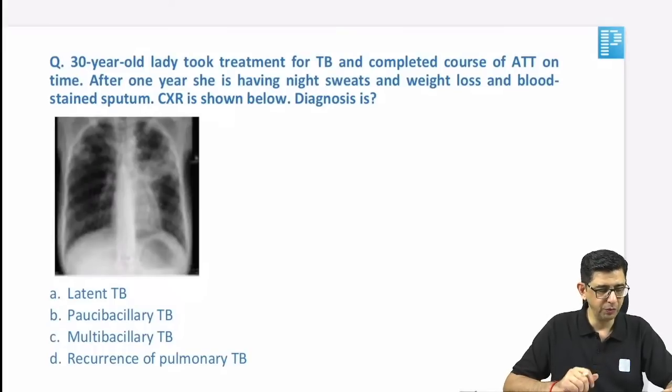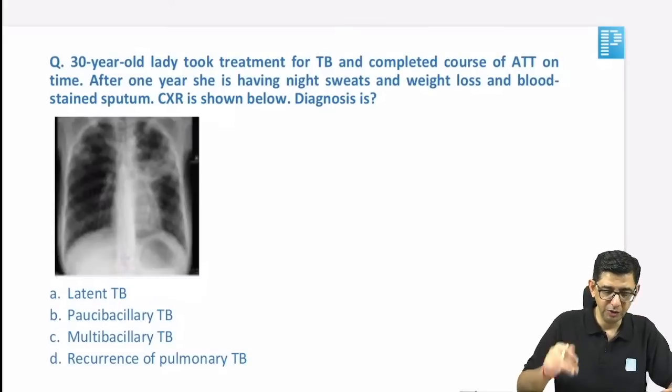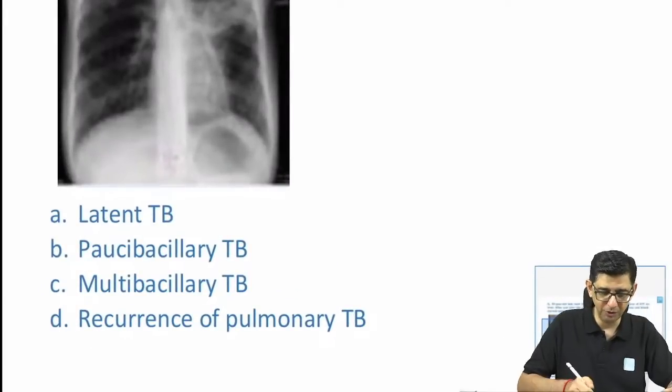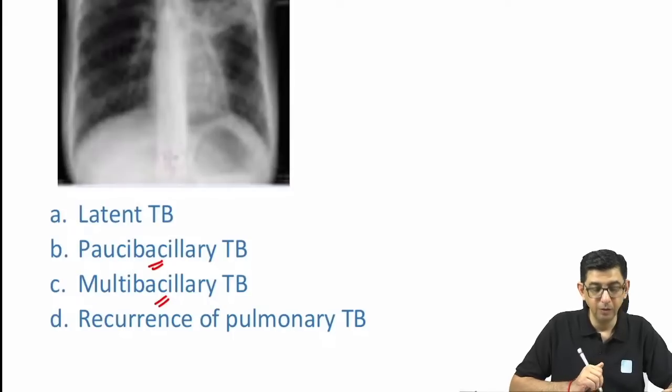Okay, moving to the next one. When it was miliary TB, that's a totally separate MCQ. The one that I'm discussing before you at the moment is a different one. In this particular question, the patient has taken treatment for tuberculosis, and then there is recurrence of... Sir, this was not miliary TB, man. This was not miliary tuberculosis. Tell me, was there any option like multivascular TB or possivascular TB?